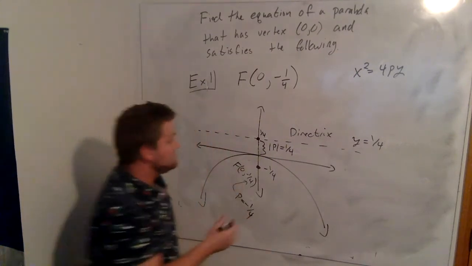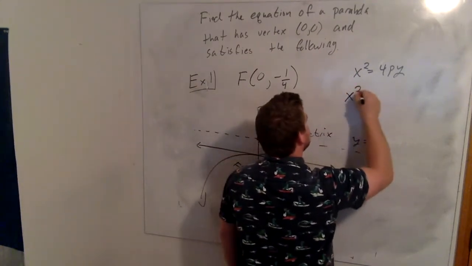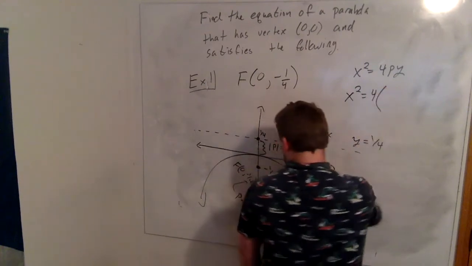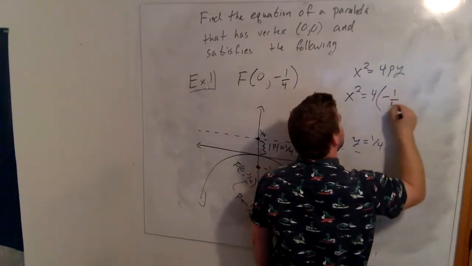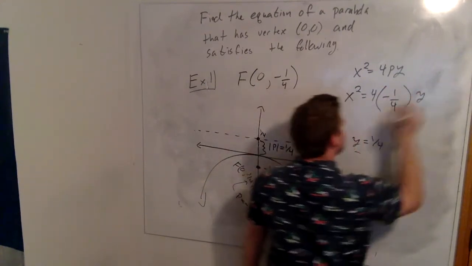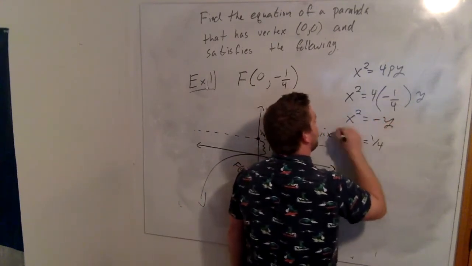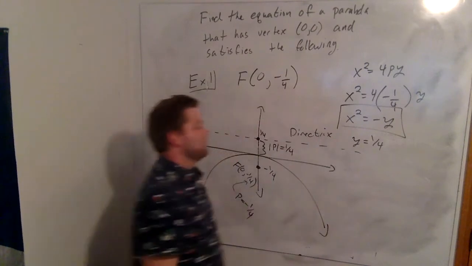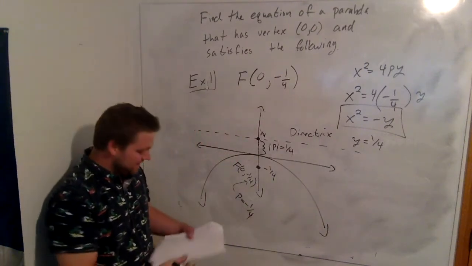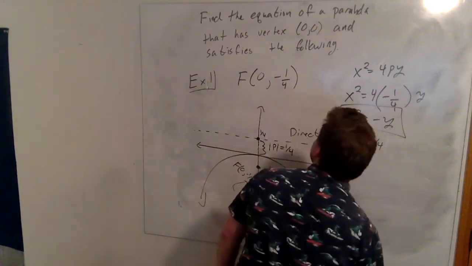Okay, putting all the pieces together, we have that x squared will be equal to 4 times our p, which is -1/4, times y. So we'll have that x squared is going to be equal to -y. Here is the equation of the parabola. Let's do another one.